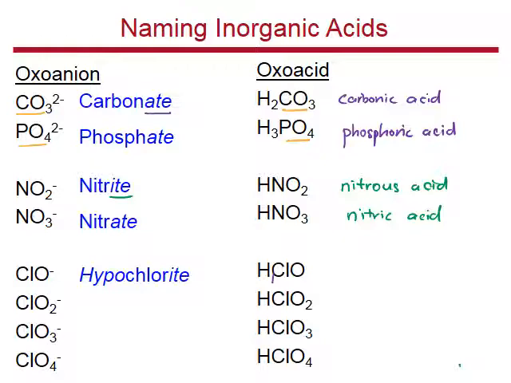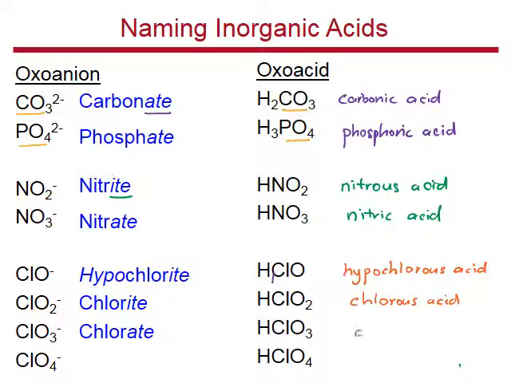Hypochlorite. So for the oxo acids, hypo will be retained, so it will be hypochlorous acid. Chlorite will simply be chlorous acid. Chlorate will be chloric acid. Perchlorate will be perchloric acid.